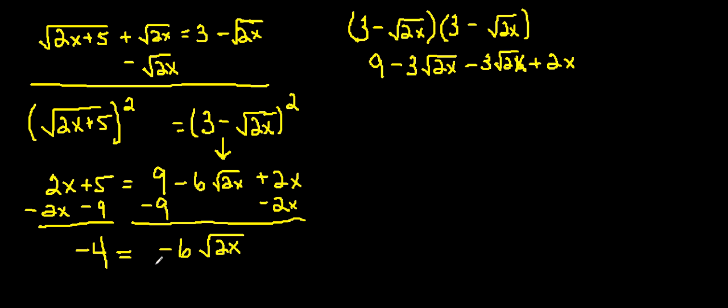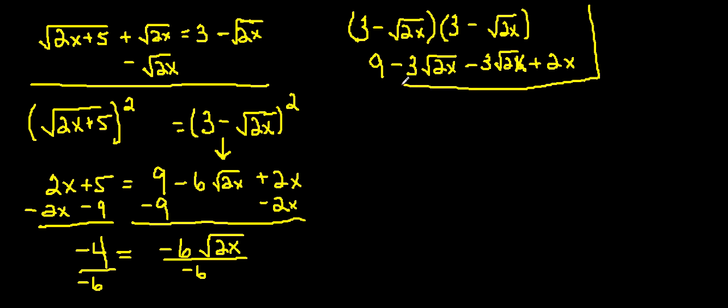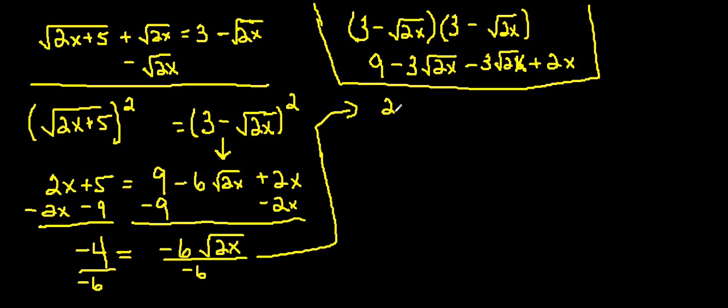Okay, so at this point in time, now I'm going to divide both sides by negative 6. And that's going to bring me to, let's see, I'm going to rope this off, and then bring this equation up here so I can continue. So what have I got here? I've got negative 4 over negative 6. I'm going to simplify that to be 2 over 3, which equals my negative 6 divided by negative 6 is 1, and then that's going to just leave me with the square root of 2x.